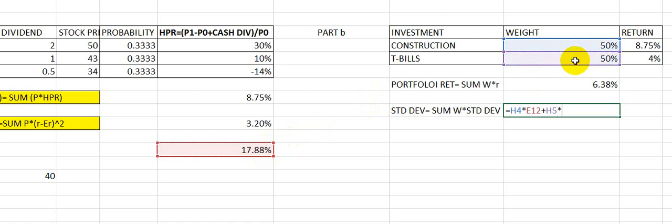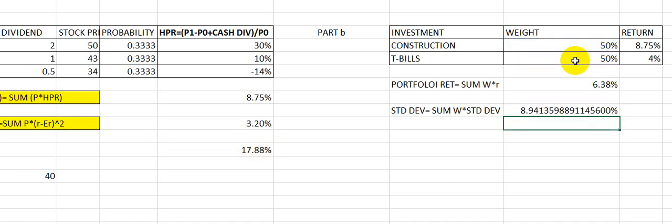50% times 0. Why is it so? Because investing in treasury bills has no risk, no default risk, therefore no standard deviation. That's why the standard deviation for investing in treasury bills will be considered as 0. So the average standard deviation for this portfolio, or the expected standard deviation for this portfolio, is 8.94%.